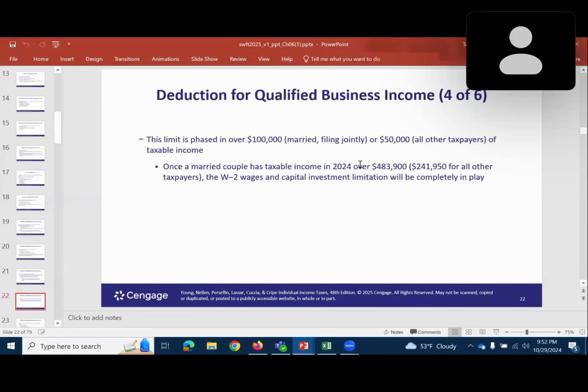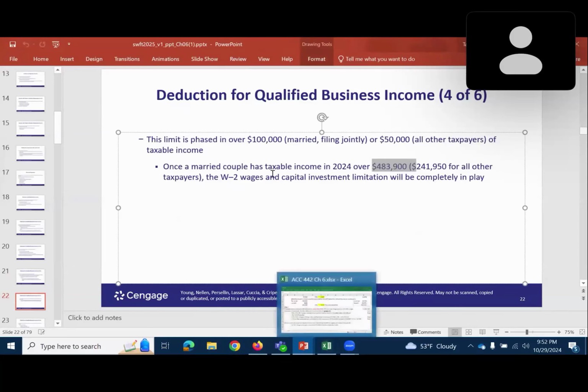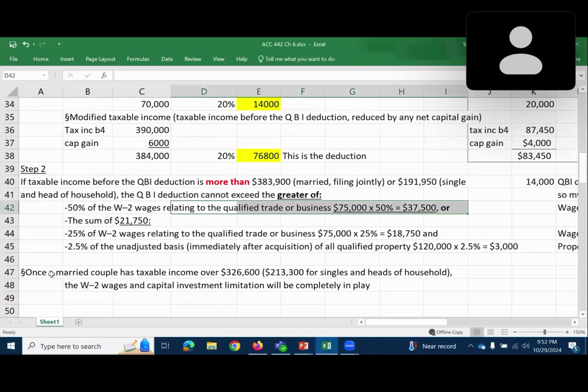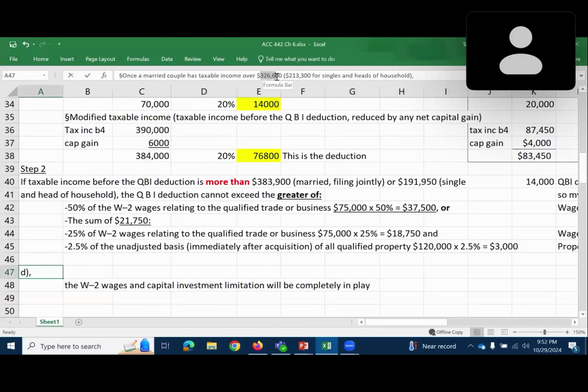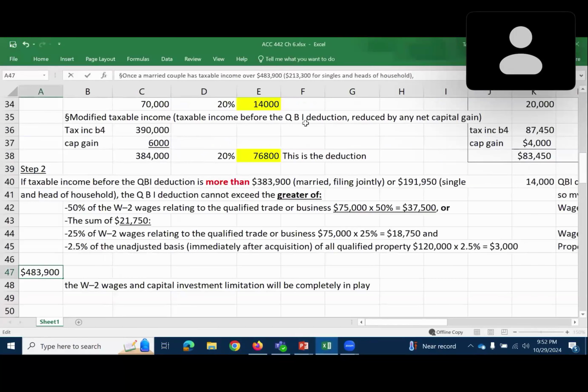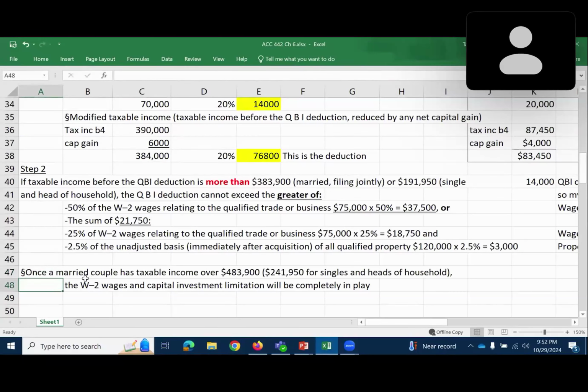Once a married couple has taxable income over $483,900, the whole entire thing is in play. All of your W-2 wages and capital investment and everything is in play. $483,900. $241,950. Then the W-2 wages, they're going to be put into the calculation.